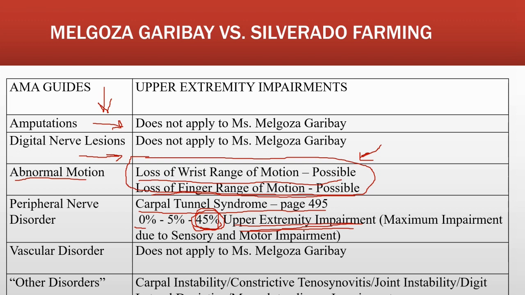And specifically for carpal tunnel syndrome, the permanent impairment ratings for your typical post-surgical decompression of the carpal tunnel generally range from 0 to 5%, and we'll review that in just a few moments. But let's take a look at how the Qualified Medical Evaluator considered Ms. Garibay's permanent impairment rating.